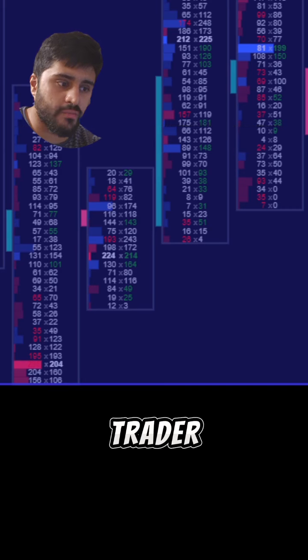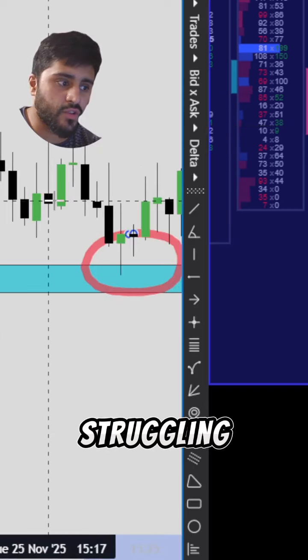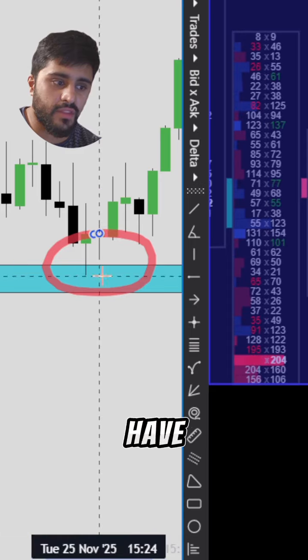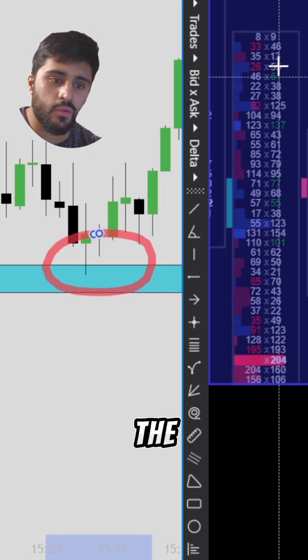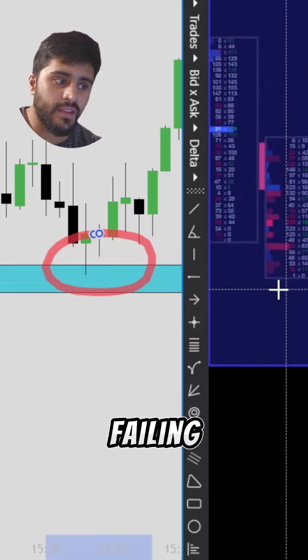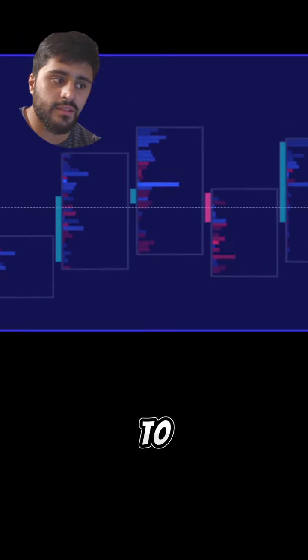So if you're a trader and you're trading fair value gaps, right, and you're struggling to find the exact entry, it's because of this, right? When you have these candles with the order flow, it gives you a better insight as to seeing the aggressive sellers failing as the market begins to tank to the upside.